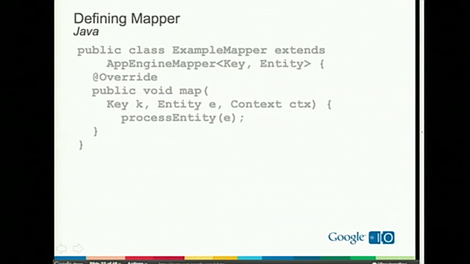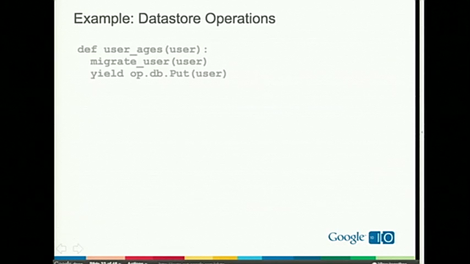In Java, it's going to look a little bit more messy. You have to define a class, extend AppEngineMapper, key, entity. To be honest, I have left 2 additional generic parameters here, because they come in from Hadoop. This is not our interface, but this is exactly how the Hadoop interface looks. So you can write it the same way. But it's quite simple anyway.